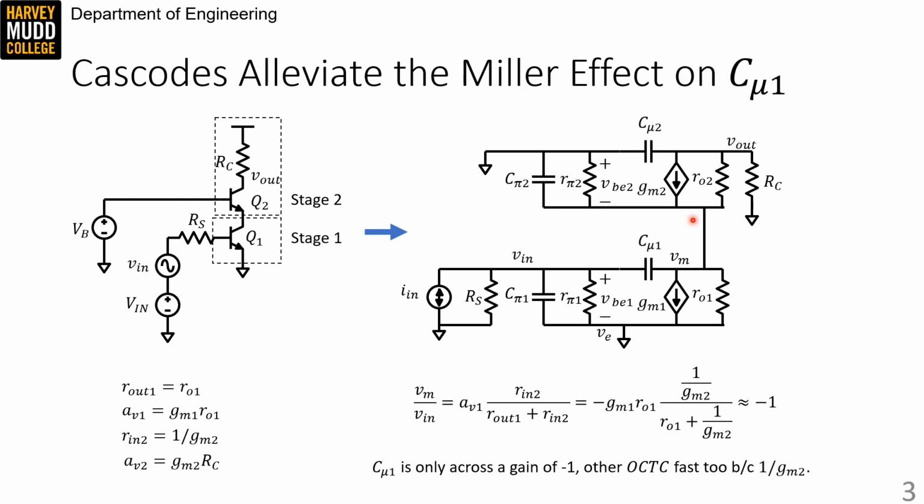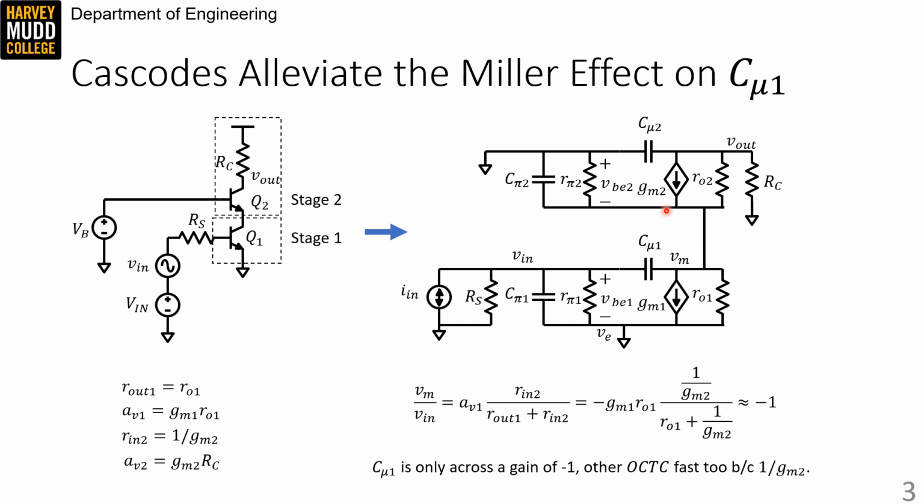CPI1 sees RS in parallel with RPI1, which is probably going to be at least moderately large, because you can't get smaller than RPI1. And CMU2 sees the collector resistance in parallel with the big impedance you see looking down into a common base or a cascode, this sort of left-right pattern here. So basically it sees the collector resistance. So we went through a quick approximation of all 4 of these open circuit time constants, and you'll do a detailed calculation in one of your labs.